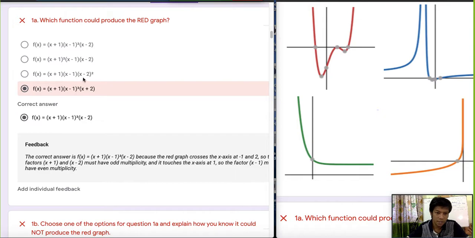Suppose you can say, sir, is this one correct? Let's say this one is correct. This one also you can check. This one also you can check. We can check all of them, and we can see which one is correct.